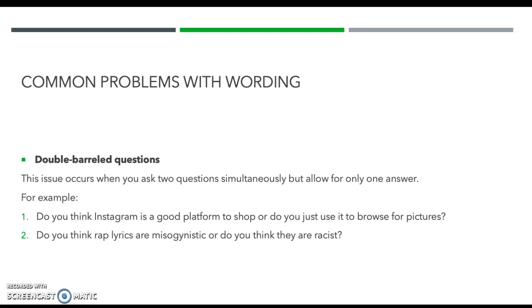And then the next one that is also common is double-barreled questions. This issue occurs when you ask two questions simultaneously but allow for only one answer. So for example, do you think Instagram is a good platform to shop, or do you just use it to browse for pictures? What is it that you want to ask? You want to ask about shopping, or do you want to ask about people browsing pictures on Instagram? You cannot ask two different types of questions in one sentence here. You need to break them down so that you don't fall into that common problem, which is the double-barreled question.